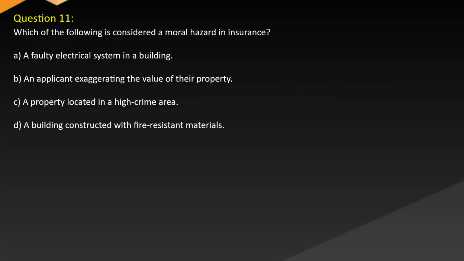Question 11. Which of the following is considered a moral hazard in insurance? A. A faulty electrical system in a building. B. An applicant exaggerating the value of their property. C. A property located in a high crime area. D. A building constructed with fire-resistant materials.